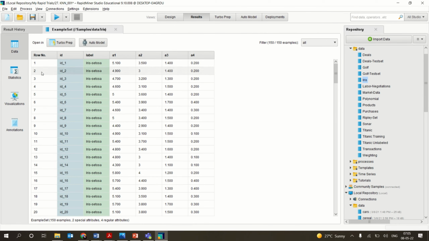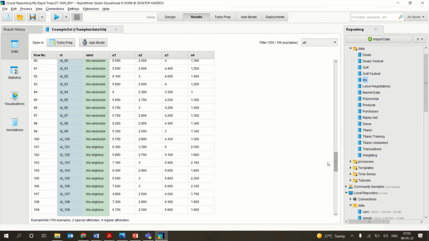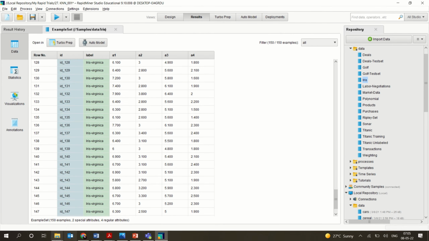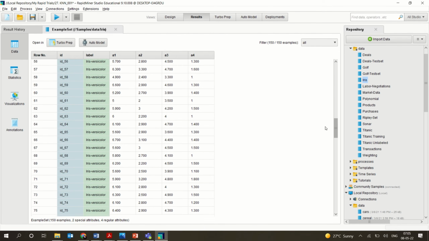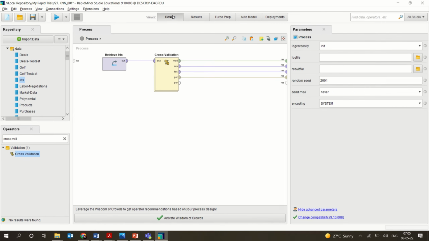Here you could see all the IDs. You have different labels: one is setosa, and then you have virginica and versicolor. So basically we have three different classes in this dataset. We have 150 samples, 2 special attributes and 4 regular attributes. So this is the data which we are going to deal with. Here we have our dataset.